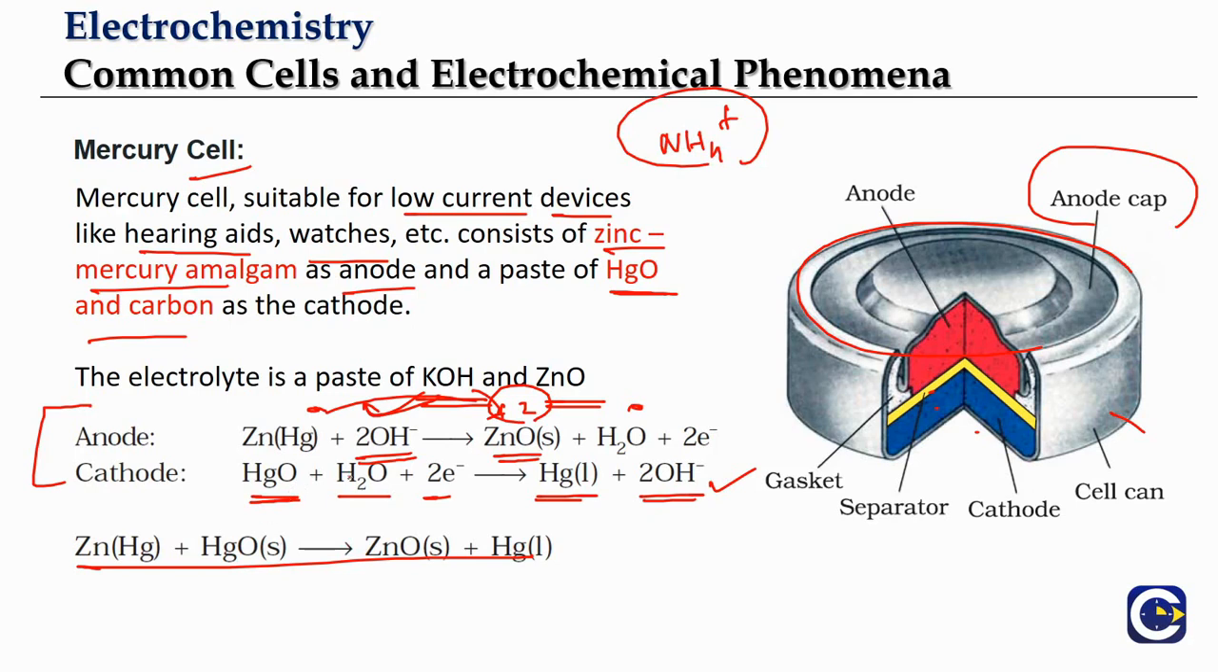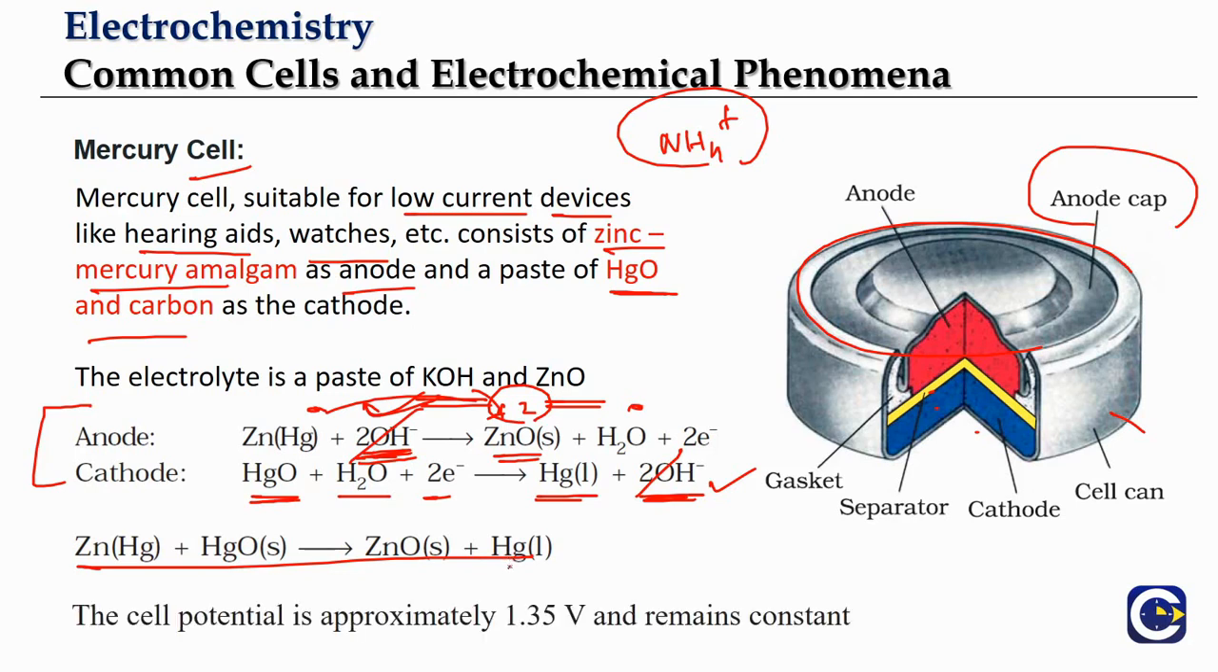We can see that the 2 OH minus ions here and 2 OH minus ions here, whatever is taken is already given away. So as a result, since the electrolyte amount is not disturbed, the mercury cell can maintain the cell potential almost constant. Throughout the working of the cell, the value of the cell potential will remain almost constant, and this will be nearly 1.35 volt.